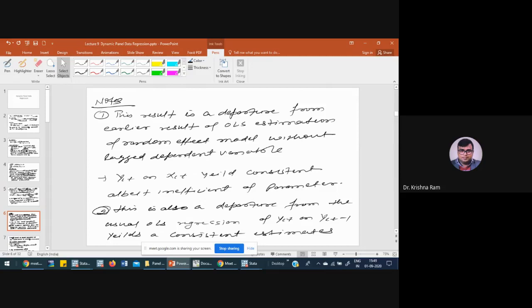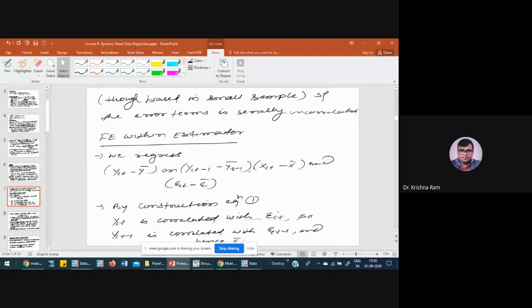This is also a usual departure from the OLS regression model in which we have y_it minus 1 as an explanatory variable. Again, in that case, we get consistent estimates, though biased in a small sample, given that the error term is serially uncorrelated.